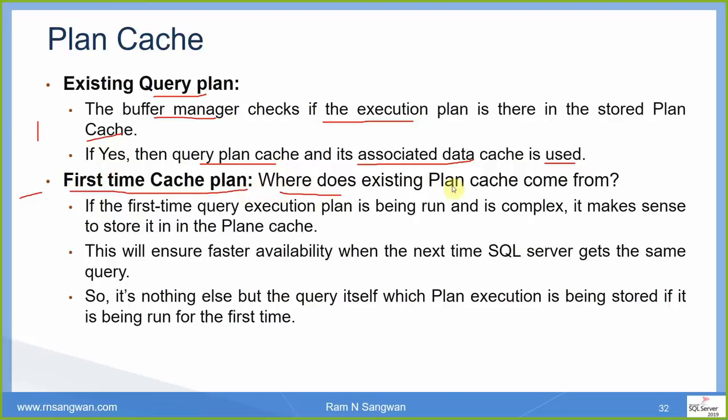Where does the existing plan cache come from? If the first query time execution plan is being run and it is complex, it makes sense to store it in the plan cache. This will ensure faster availability the next time SQL Server gets the same query. So it's nothing else but the query itself, whose plan execution is being stored if it is being run for the first time.